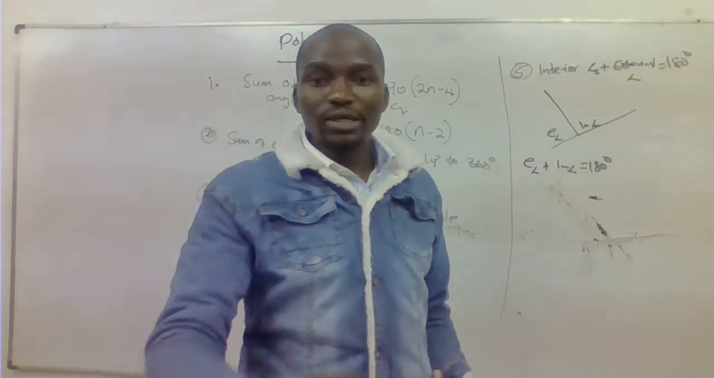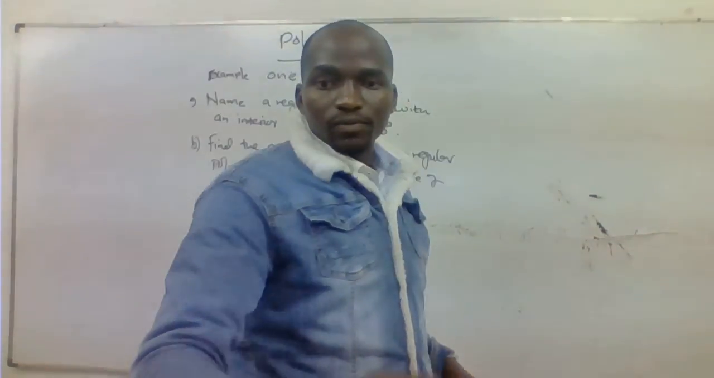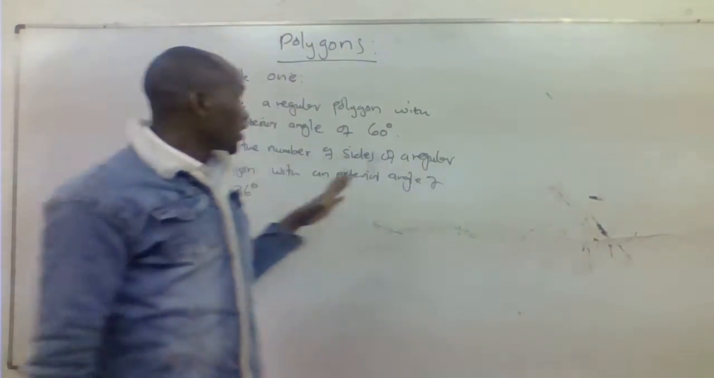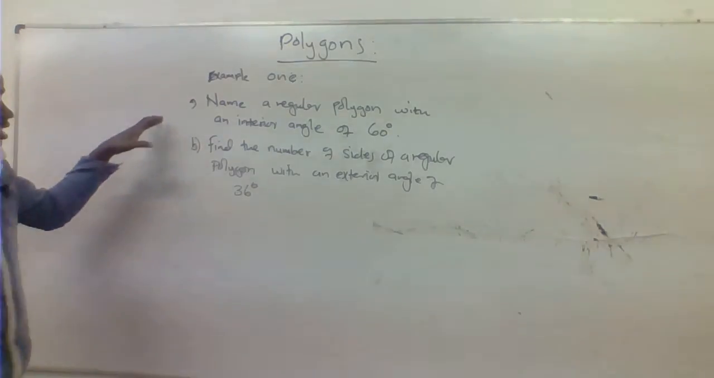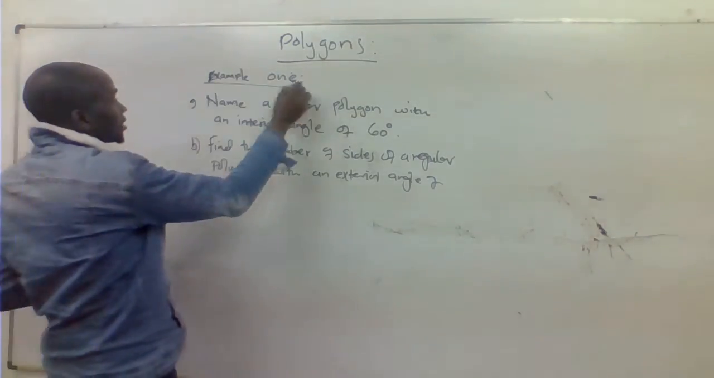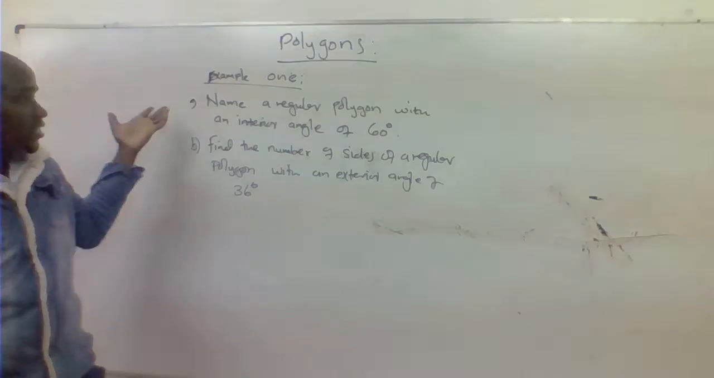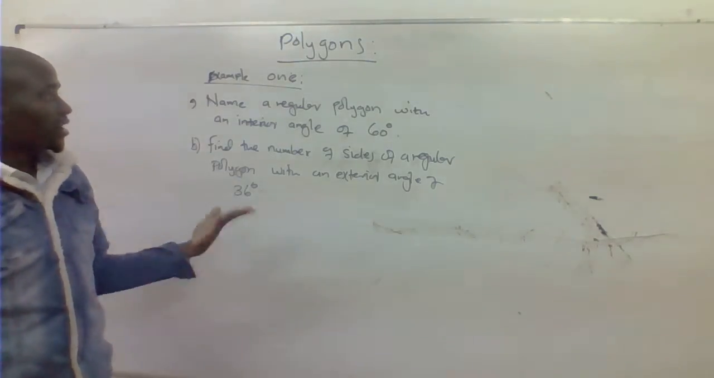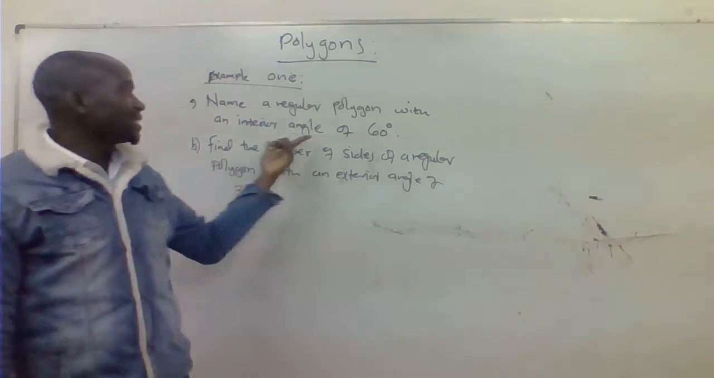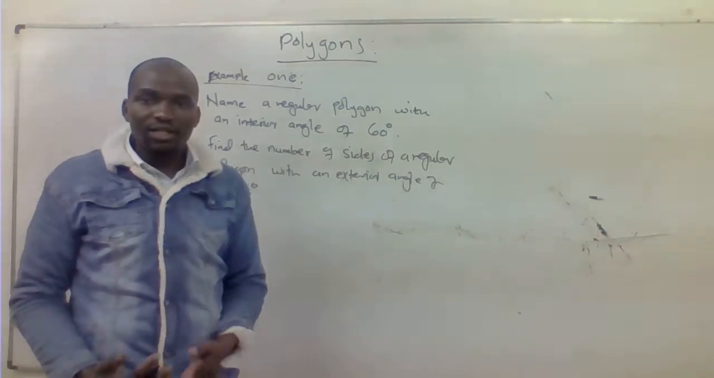So let's do a few examples. We have these 2 examples that I want us to have as part of example 1. The first question is asking us to name a regular polygon with an interior angle of 60 degrees.